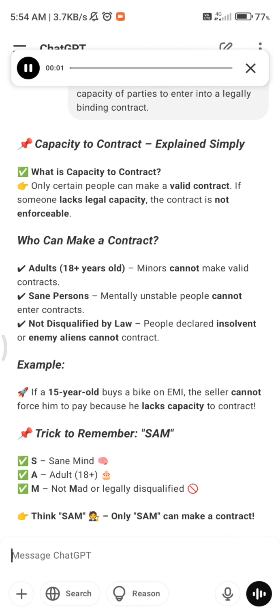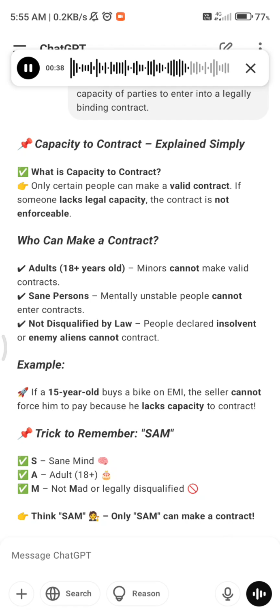Capacity to contract, explained simply. What is capacity to contract? Only certain people can make a valid contract. If someone lacks legal capacity, the contract is not enforceable. Who can make a contract? Adults, 18 plus years old. Minors cannot make valid contracts. Sane persons; mentally unstable people cannot enter contracts. Not disqualified by law; people declared insolvent or enemy aliens cannot contract. Example: if a 15-year-old buys a bike on EMI, the seller cannot force him to pay because he lacks capacity to contract.